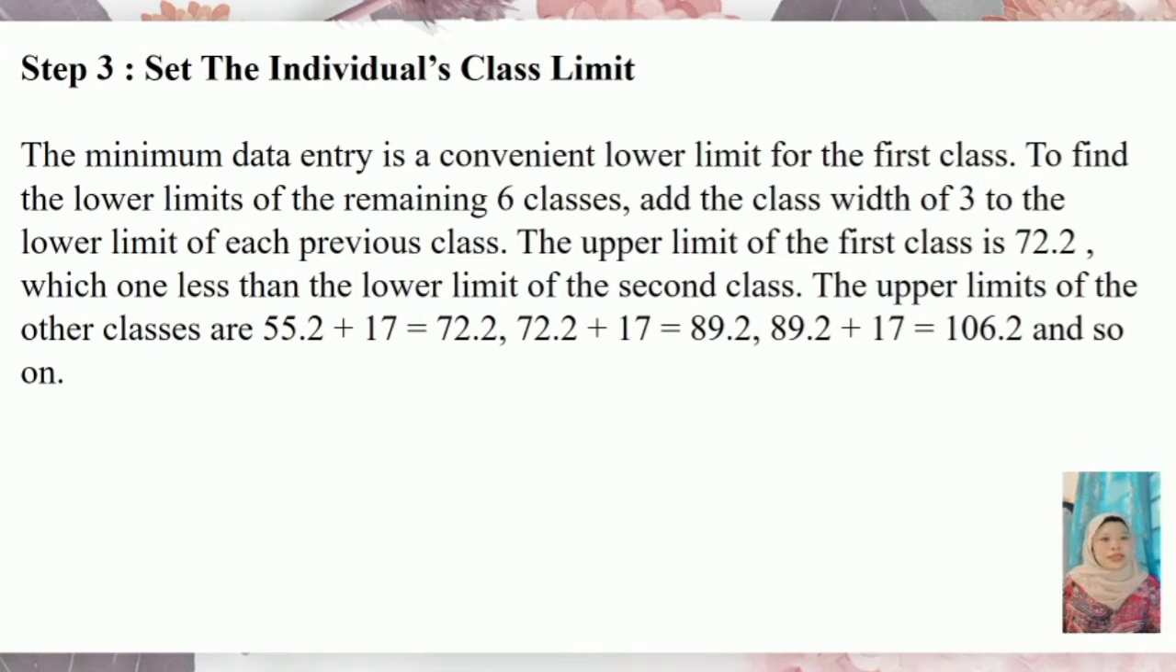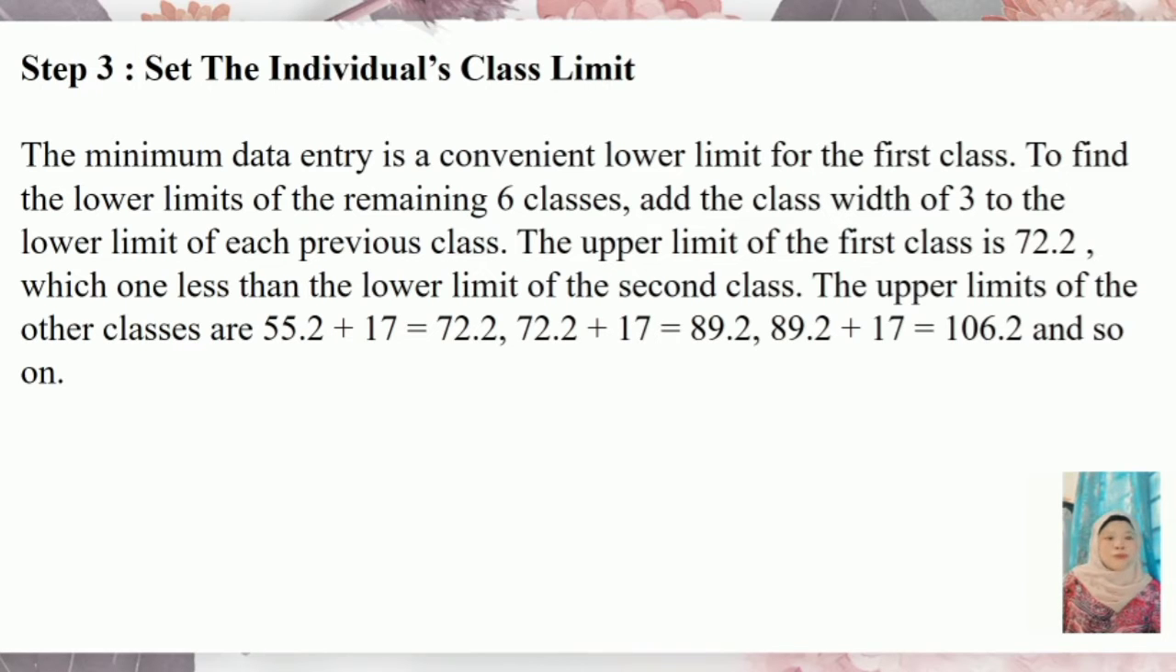Step 3 is to set the individual class limits. The minimum data entry is a convenient lower limit for the first class. To find the lower limits of the remaining 6 classes, add the class width to the lower limit of each previous class. The upper limit of the first class is 72.2, which is one less than the lower limit of the second class. The upper limits of the other classes follow from 55.2, so add 17.